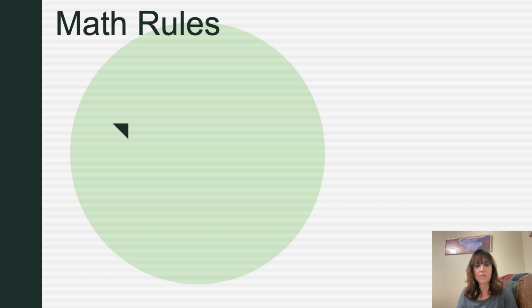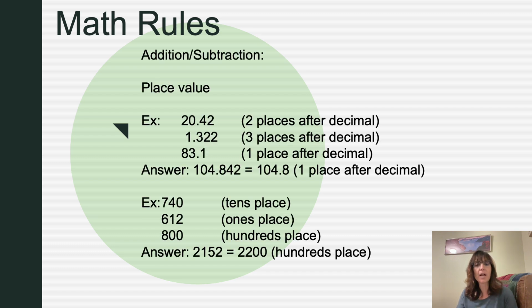Now that you can count sig figs, let's apply them in math. There are different rules for adding, subtracting versus multiplying and dividing. And honestly, 98% of the time in chemistry, we multiply and divide. For adding and subtracting, it's based on place value. So look at the first example, 20.42. There are 2 places after the decimal. 1.322 has 3 places after the decimal, and 83.1 goes to 1 place. So your weakest measurement tool only goes to the tenths place. Therefore, your answer goes to 1 place after the decimal, 104.8.